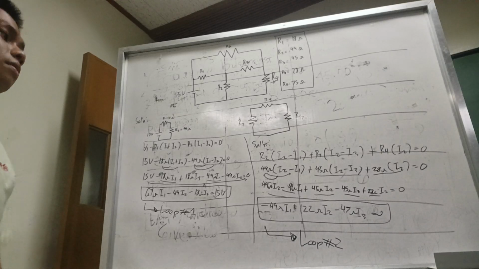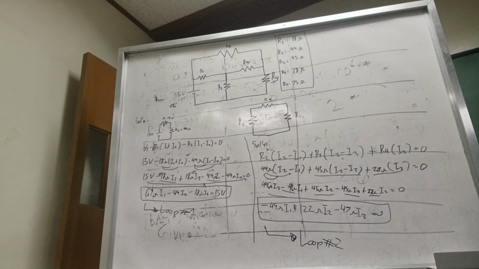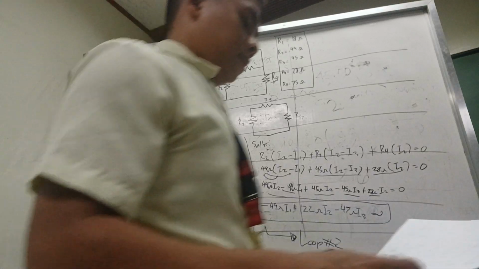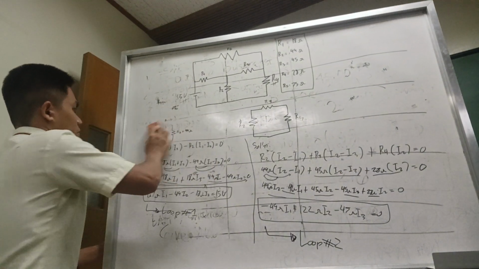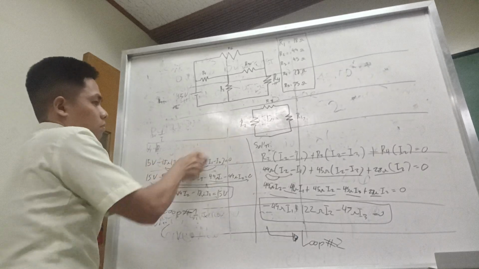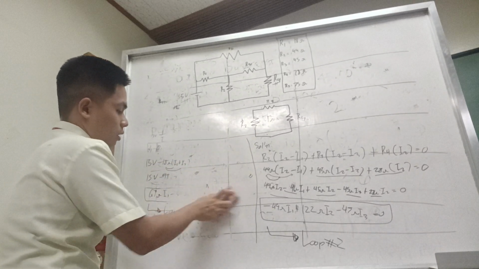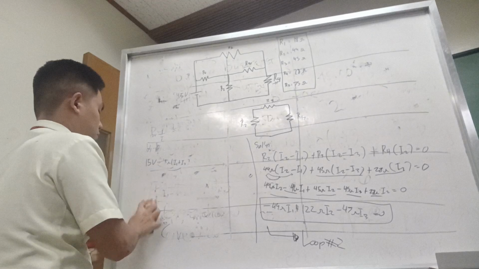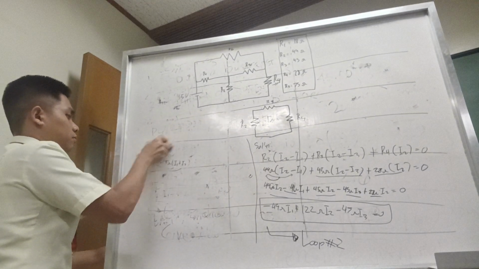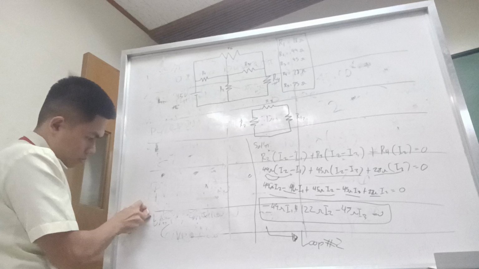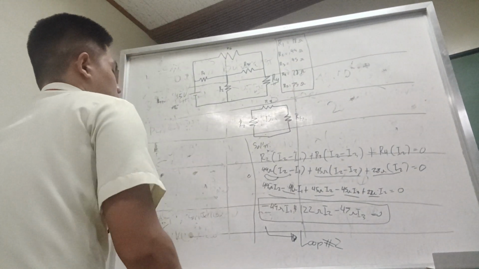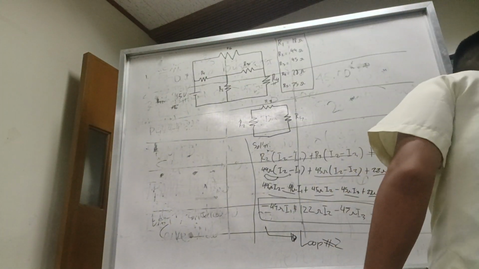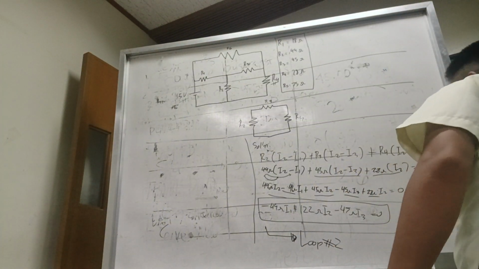I'll let you read everything. Now for loop 3. Let me erase this. Don't worry, I will rewrite all the totals later on in the video. Okay, now let's write for loop 3.